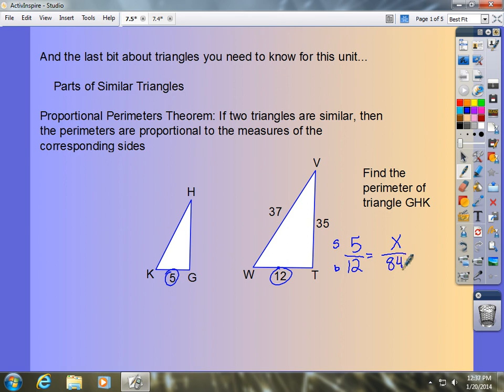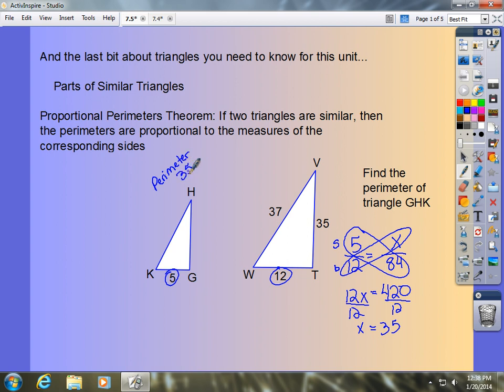Okay, now I just cross multiply. That's 12x, and that equals 5 times 84, which is 420. I divide by 12, and I will get x equals 35. So the perimeter of this triangle here is 35. Pretty easy, right?